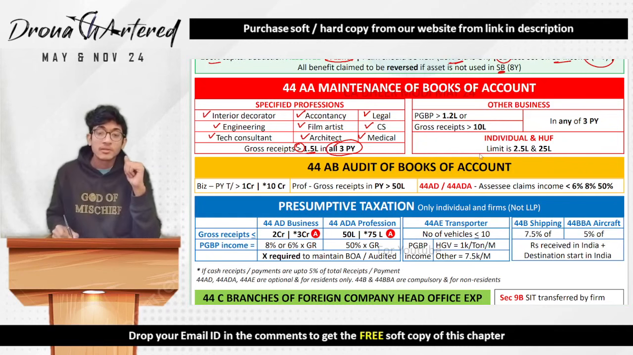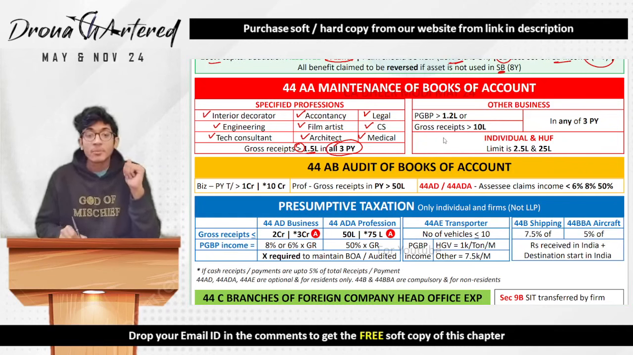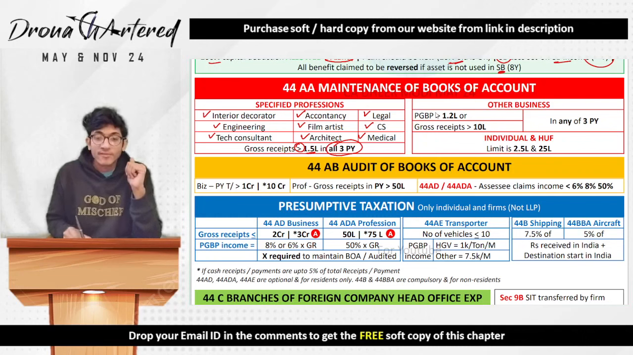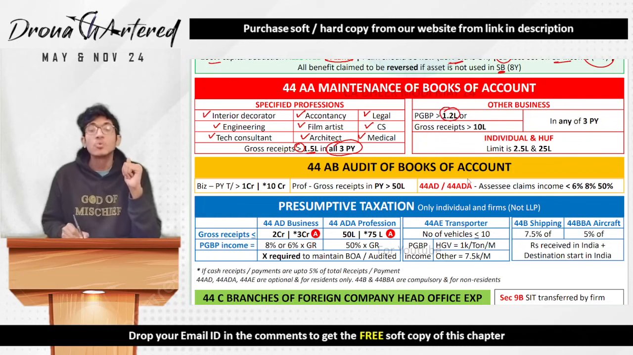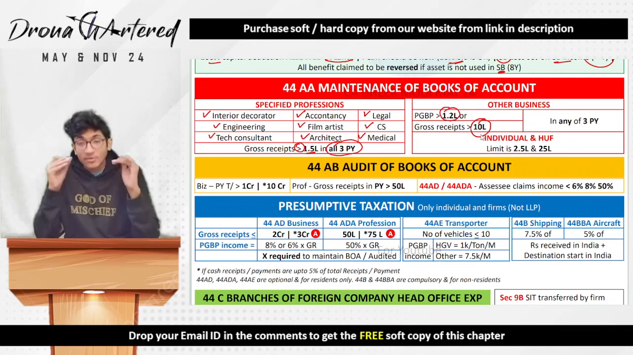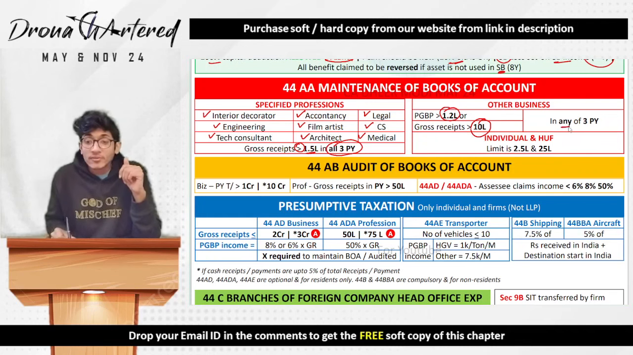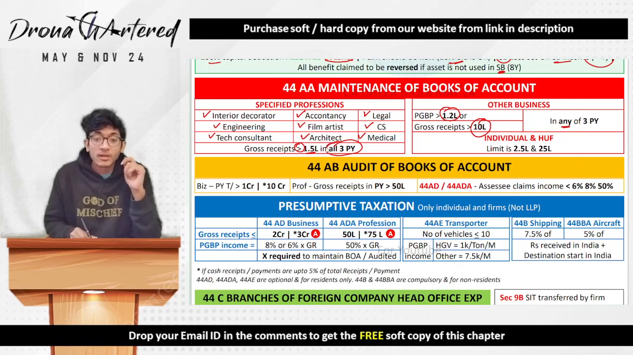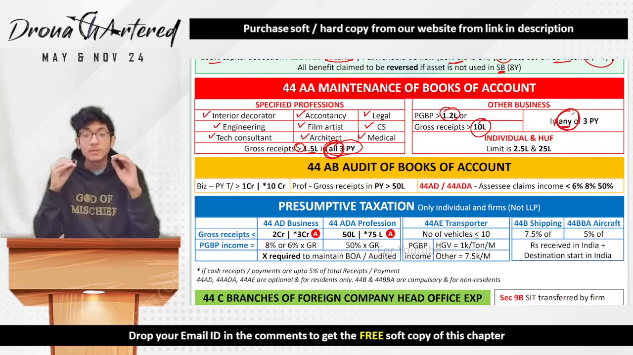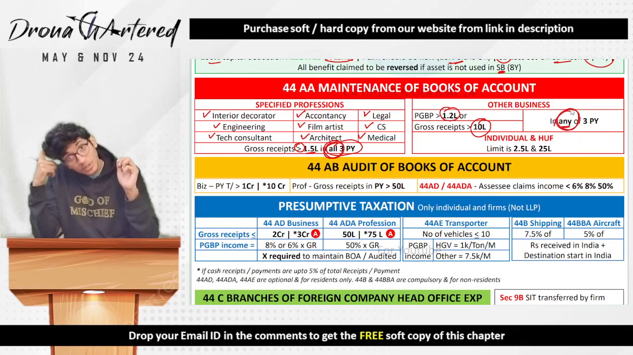Okay, sir, what about other business? If your PGBP is greater than 1.2 lakh, so see over here the limit was 1.5 lakh, over here the limit is 1.2 lakhs. Or your gross receipts is greater than 10 lakhs. So instead of 1.5 lakh, your gross receipts limit is 10 lakh. So for other business, if your PGBP income is more than 1.2 lakhs or your gross receipts is greater than 10 lakh, in any of the three previous years, over here it was all three previous years, over here it is any of the three previous years. In such a case, the person has to maintain books of account as per section 44 AA.